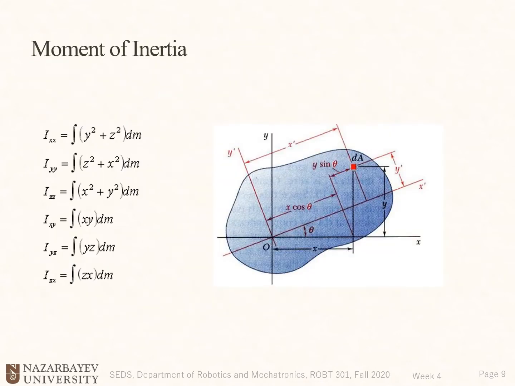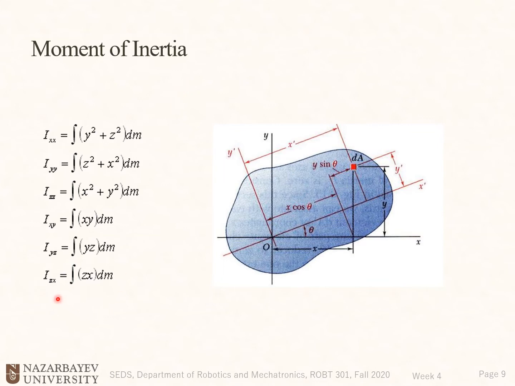Let's review moment of inertia in this slide. You see the mathematical definition of moment of inertia. First, moment of inertia is a tensor. It means that it's neither a scalar nor a vector. In a scalar, we have only one independent component. In a vector, we have three. And in a tensor, we have six independent components. So it has a matrix form.